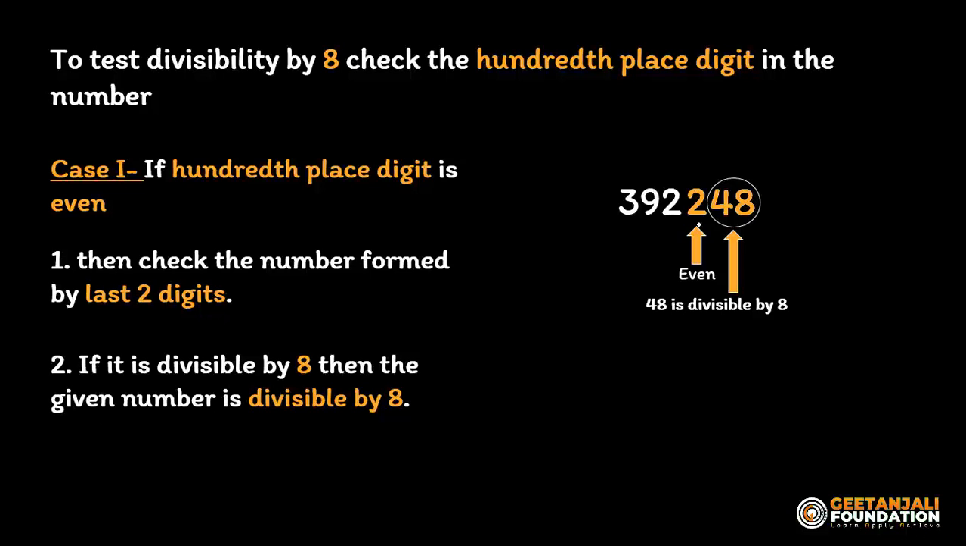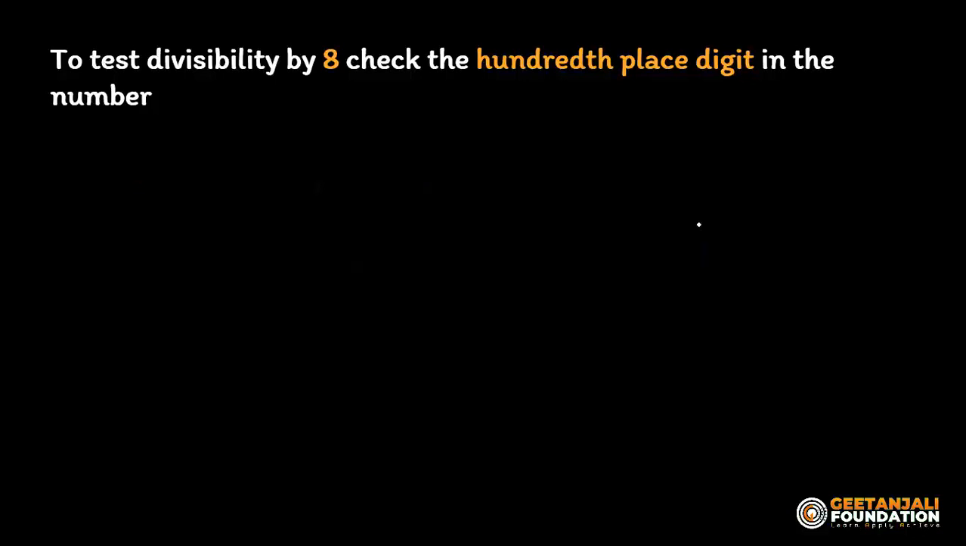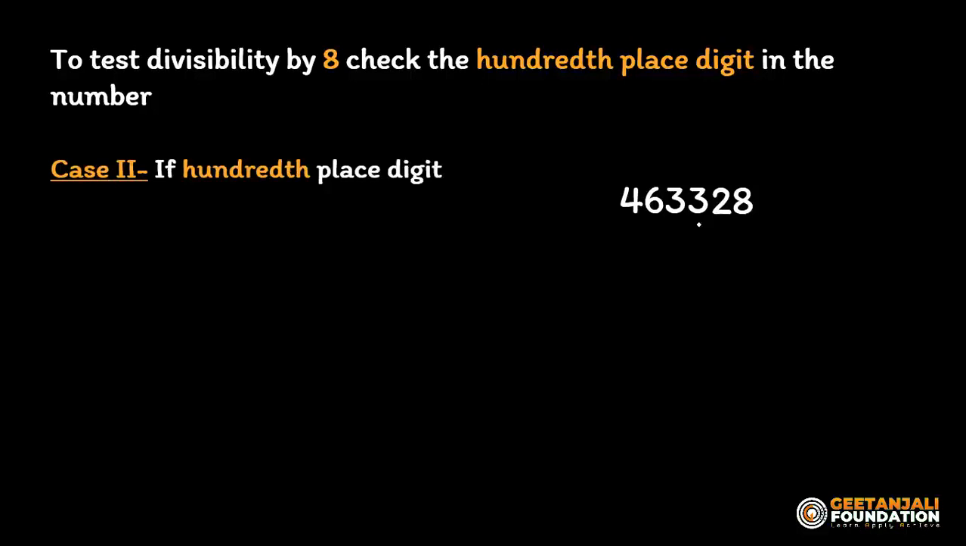So what does this method say? In this method, you check its hundreds place digit. If it is an even number, you take the last two digits of the number and divide that two digit number by 8. If that is divisible by 8, then the given number is divisible by 8. Now suppose this hundreds place digit is not even, it is an odd number. Then the method is a little bit different. Here the hundreds place digit is 3, which is an odd number.